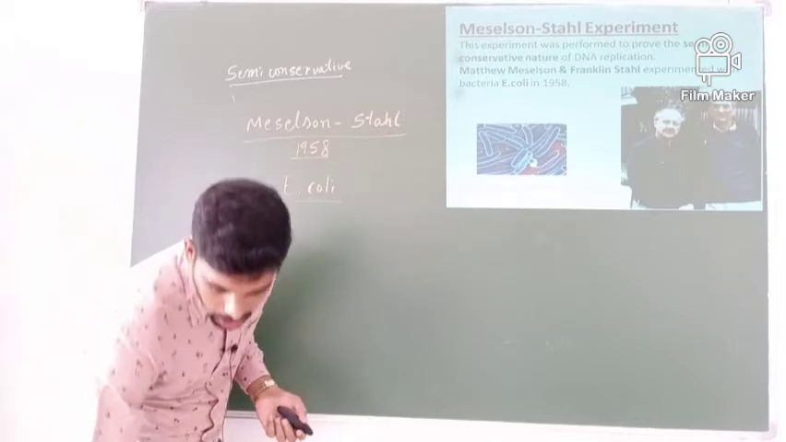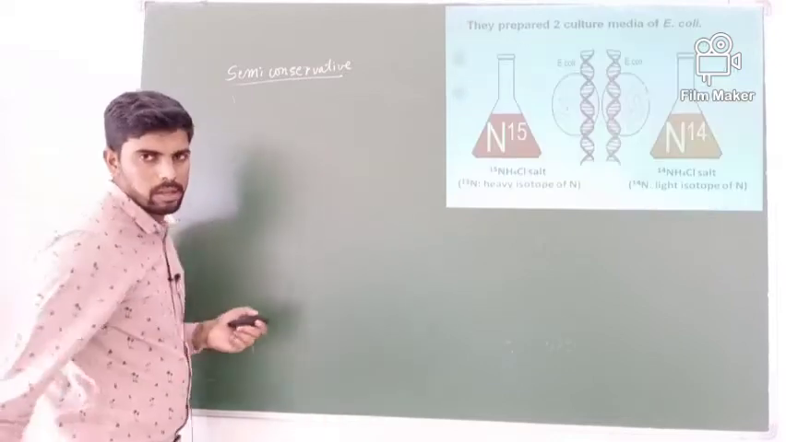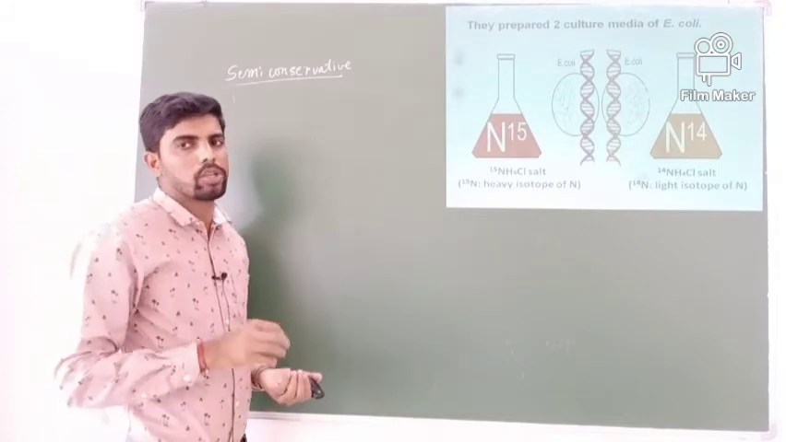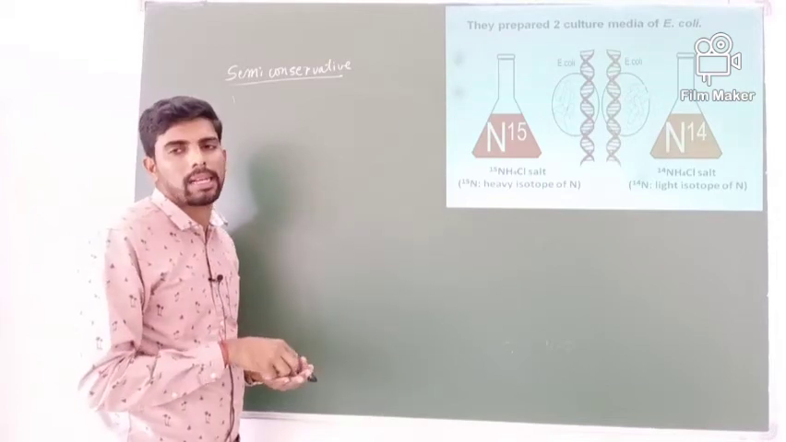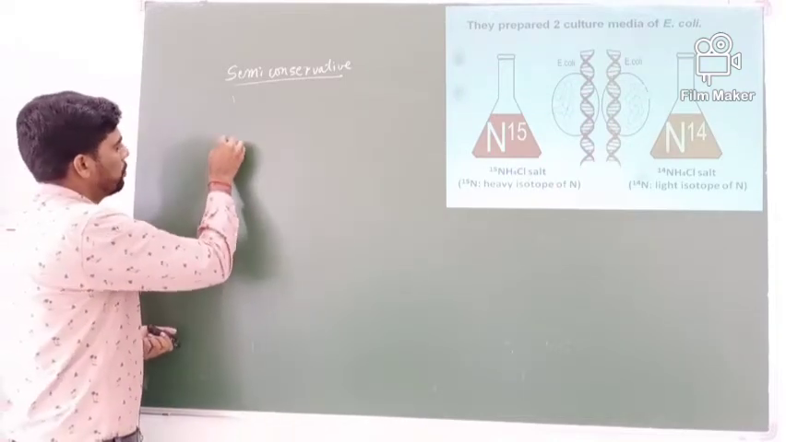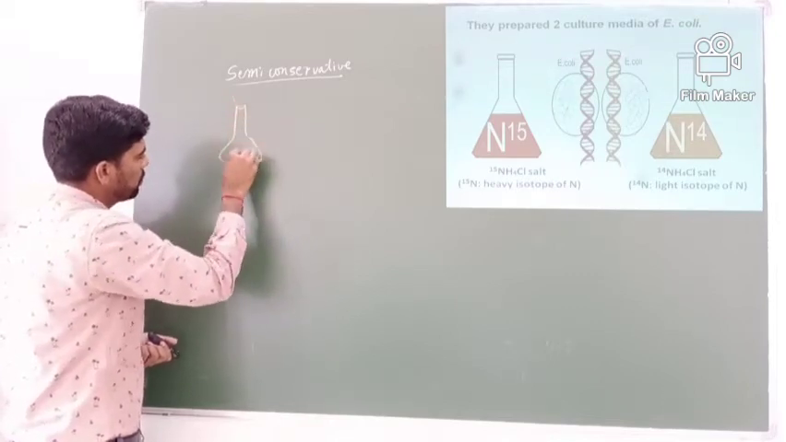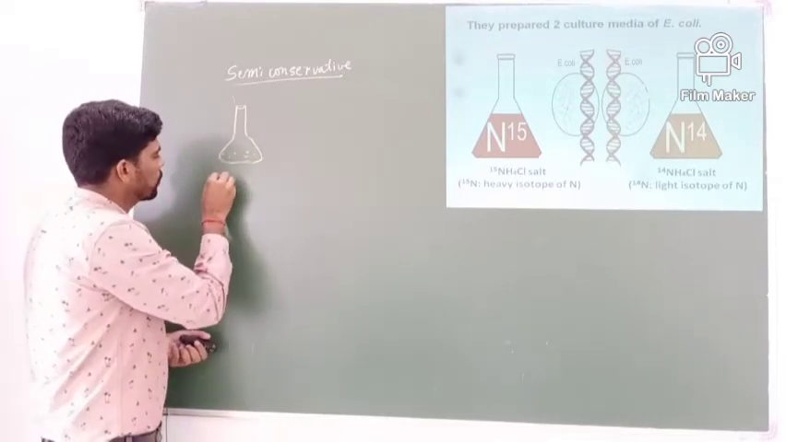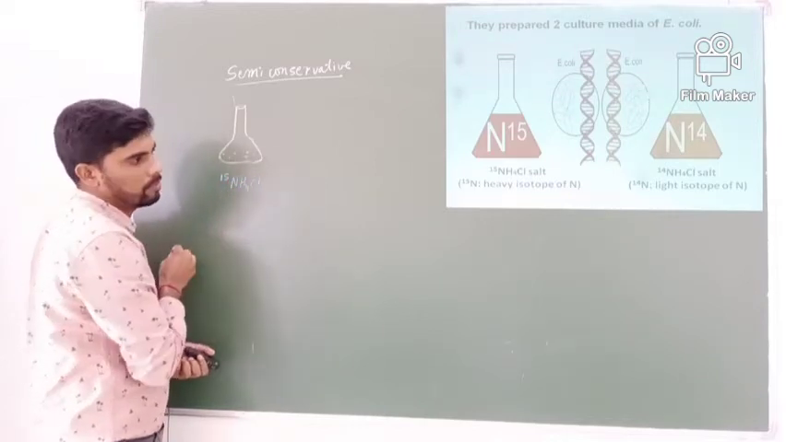Next, we discuss the Meselson and Stahl experiment. Meselson and Stahl first prepared two culture media to grow the Escherichia coli bacteria. Just imagine one culture media for growing the E. coli bacteria. That culture media contained 15N ammonium chloride salts.